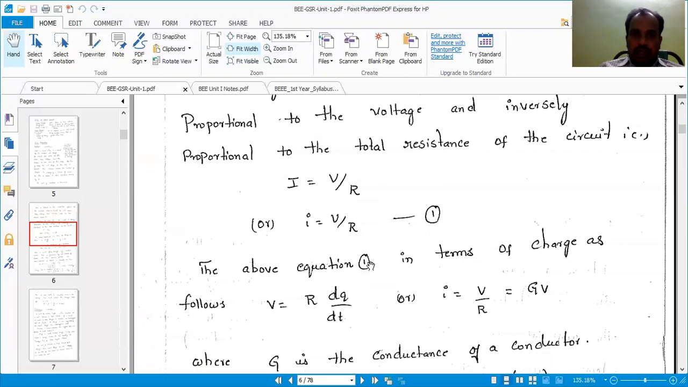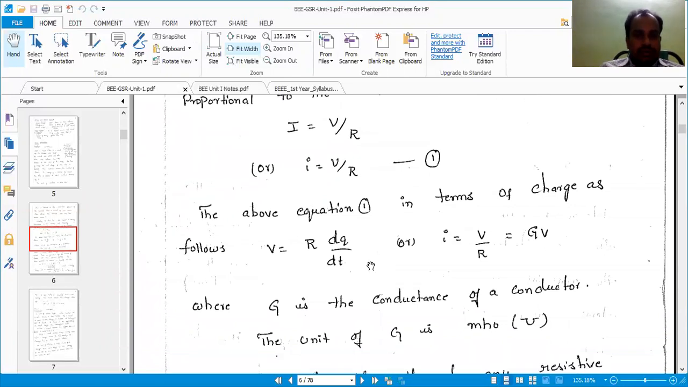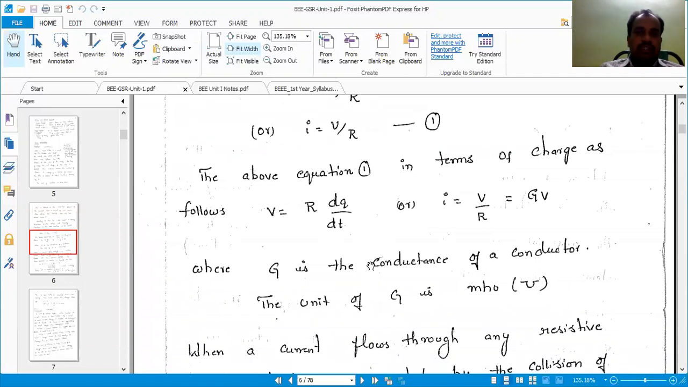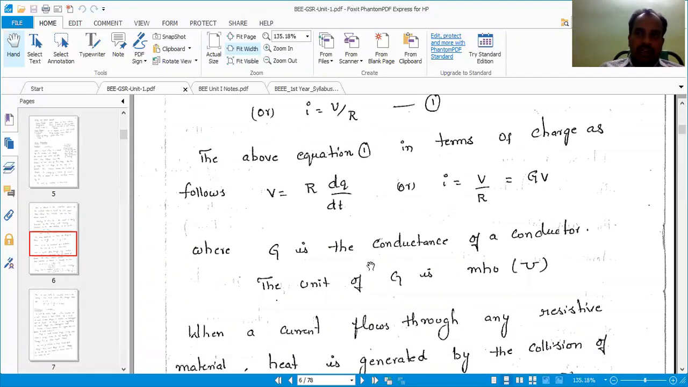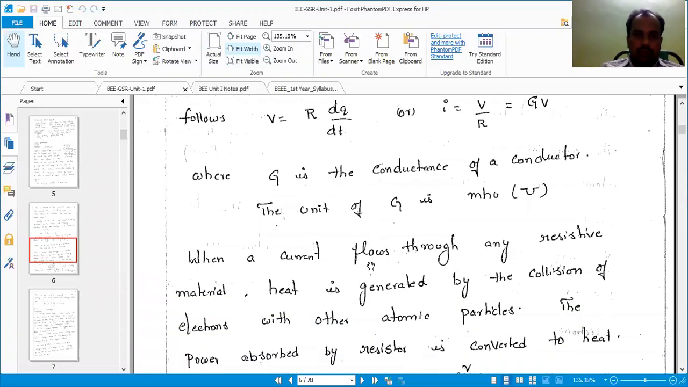Above the equation, I equal to V by R. The relationship between the voltage and current is V equal to I into R. The reciprocal of the resistance, 1 by R, is called conductance. The unit of conductance is mho, and the unit of resistance is ohm.